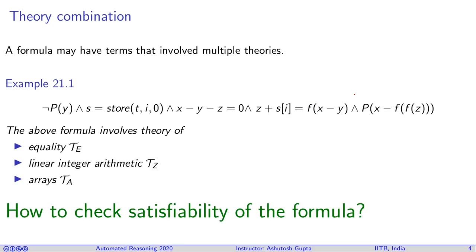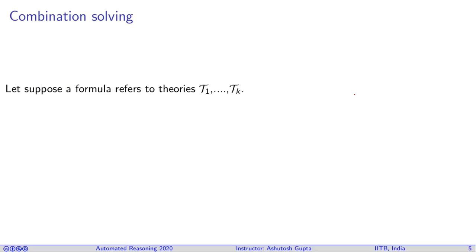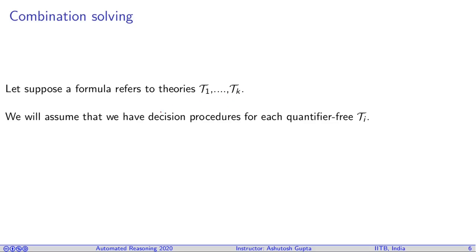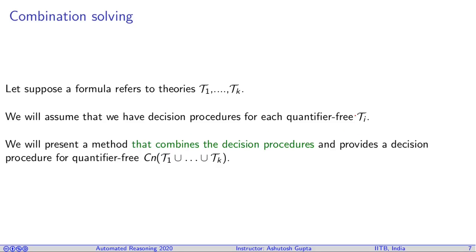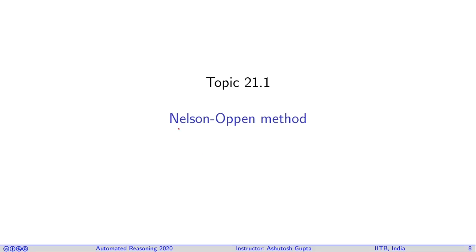So there is a standard method which helps us solve this formula together, which is called the Nelson-Oppen method. So let's first fix our notation. Let's suppose you have theories T1 to Tk involved in a formula. We will assume that we have a decision procedure for each quantifier-free theory Ti, and in this lecture we assume all the formulas are quantifier free. So we will present a method that combines the decision procedures of each of these individual theories and provides a decision procedure for the quantifier-free formulas in this combined theory. So that's called, as I said, the Nelson-Oppen method. So let's study what it is.